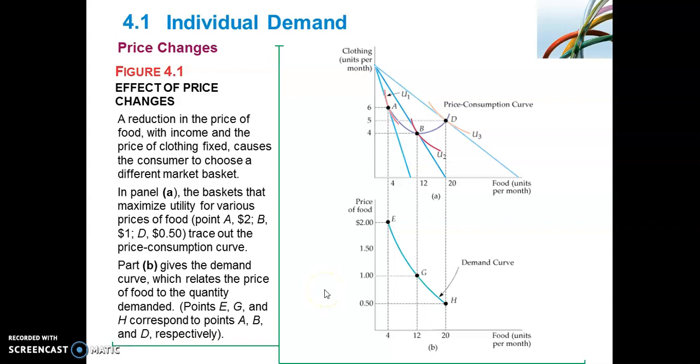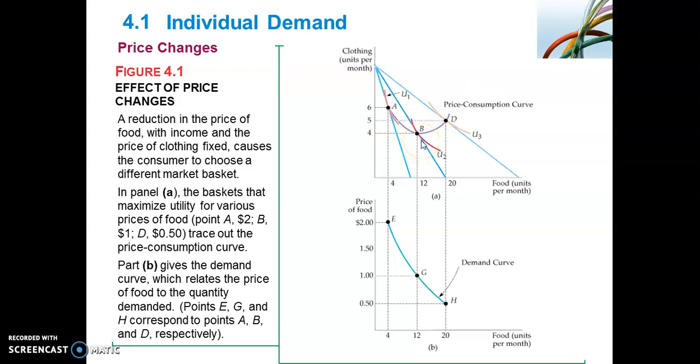Now, what you should notice in part A of figure 4.1 is that there are two instances when the price of food in fact changes. Note the price of clothing doesn't change because when there's a change in the budget lines, we see that the vertical intercept of clothing remains the same. There's just a pivoting of these budget lines. They either rotate inward or outwards. The price of clothing hasn't changed, nor has income. Income also hasn't changed, only the price of food.